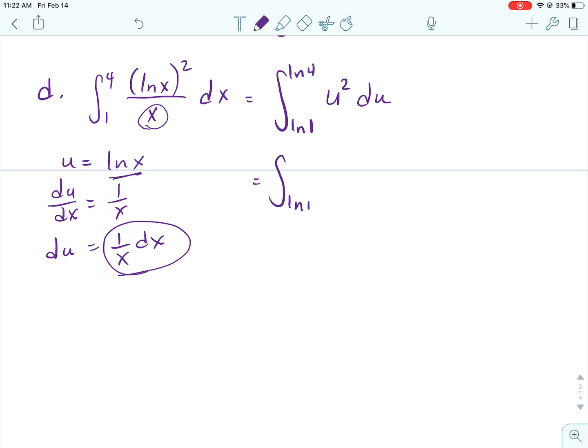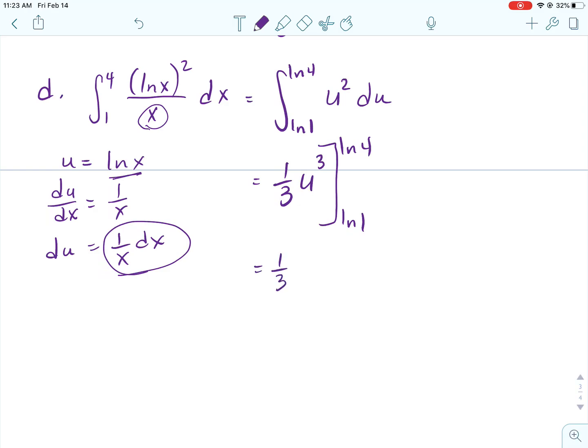All right, so now let's do the antiderivative of u squared du. Oh, I don't need to rewrite that, sorry. So we're going to add 1 to the exponent and divide by the new exponent. So what do y'all think? 1/3 u cubed. All right, we are going to plug in the natural log of 1 and the natural log of 4, not in that order, the other order.